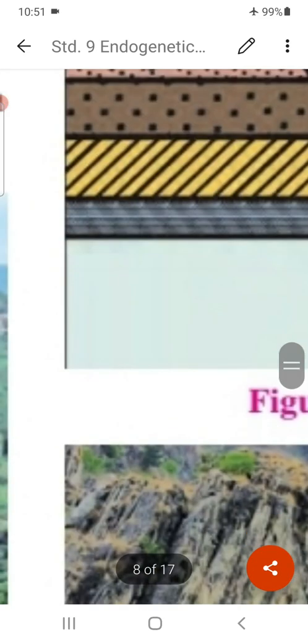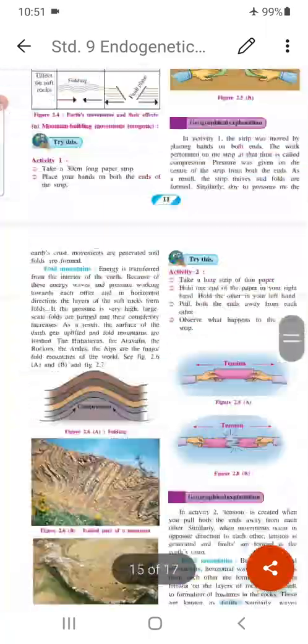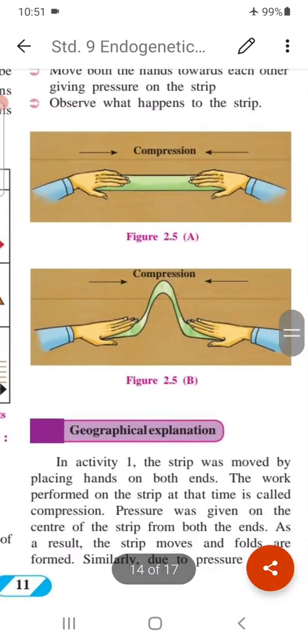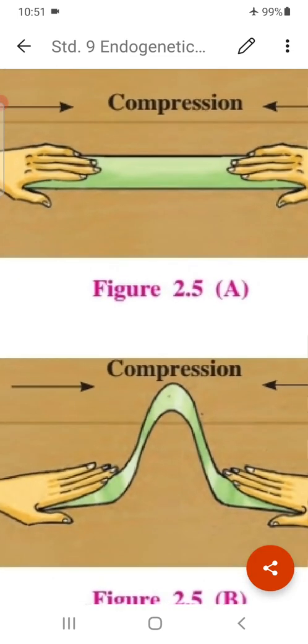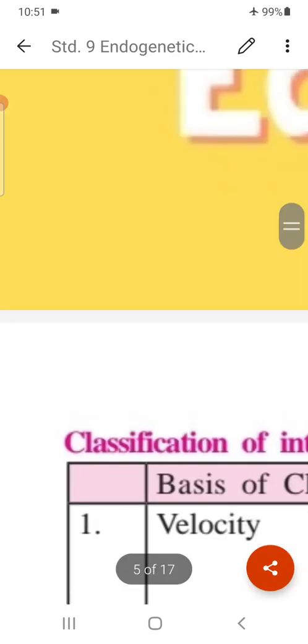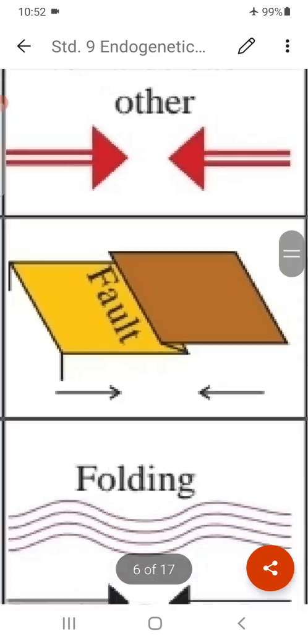Can you see here one picture? Wait 1 minute. Here. This way, you have to take one strip. Place your hands on both the ends of the strip. Just like this. Compress that. Fine. Place your hands on both the ends of the strip. Move both the hands towards each other in this direction in which the arrows are shown. Just look at the arrows over there.